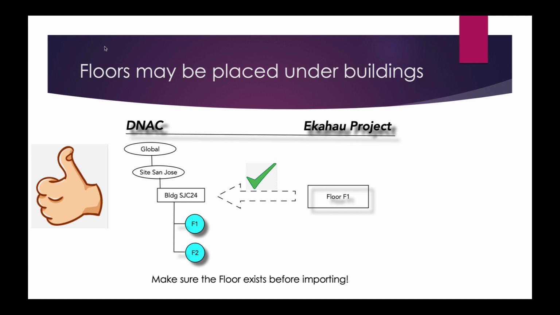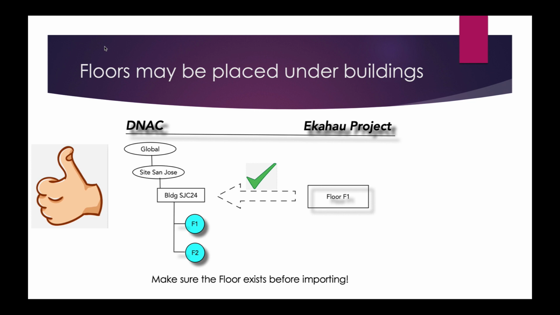Now let's look at the examples of valid imports, valid anchor points. We have an Ekahau project comprising only one or more floors, and you can hang it under any building as long as the corresponding floor is there under the building. So in this case, I have a project which contains a floor F1 and I'm importing it under building SJC24. And as you can see, building SJC24 contains a floor F1.